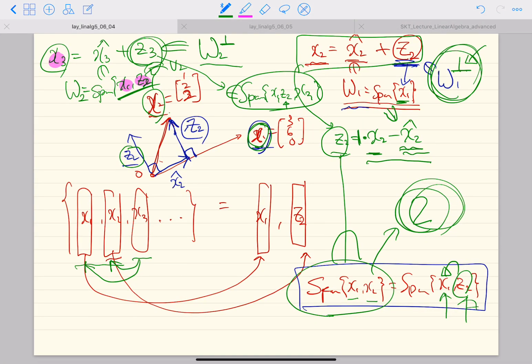Okay, but here this z3 has a nice property of being orthogonal to x1 and z2, right? And so altogether, x1, z2, and z3 are working as an orthogonal basis for the subspace spanned by x1, x2, and x3. That's how we obtain an orthogonal version of basis vectors for the same subspace. This is the process called the Gram-Schmidt orthogonalization. Any questions?